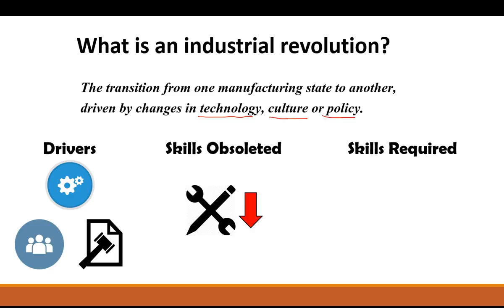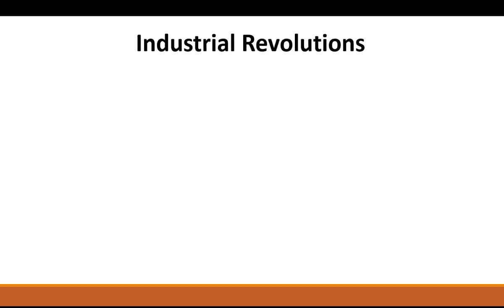Again, obsoleted doesn't necessarily mean eliminated. It just means that they're no longer as big of a player on the field as they were in the past. But along with that, there are new skills that are required. They might not be as upfront; it might be in the foreground, they may actually be more in the background. But an industrial revolution of any kind always brings about some demand for new types of skills. So let's look at some of these industrial revolutions.